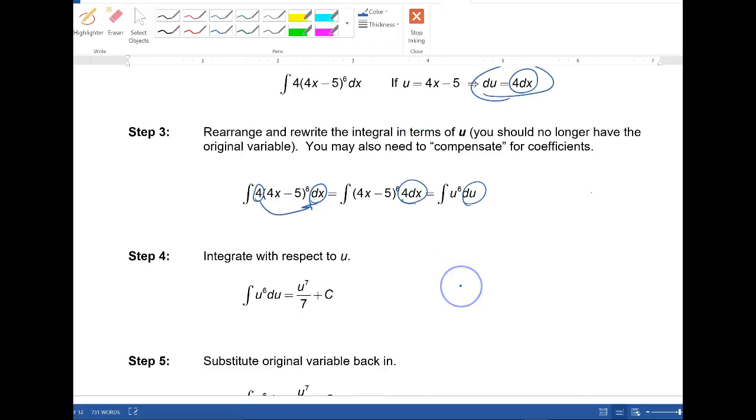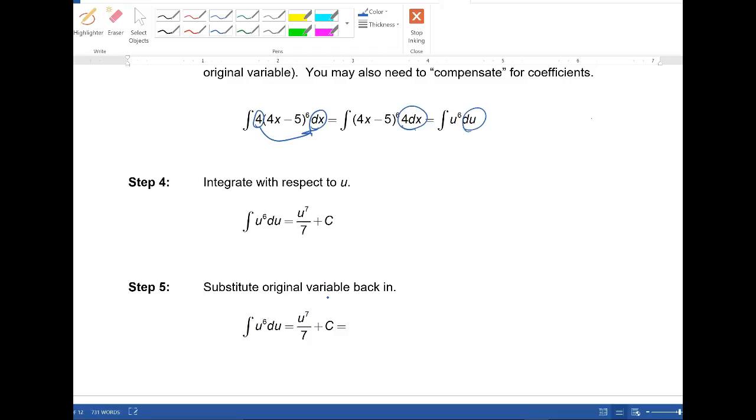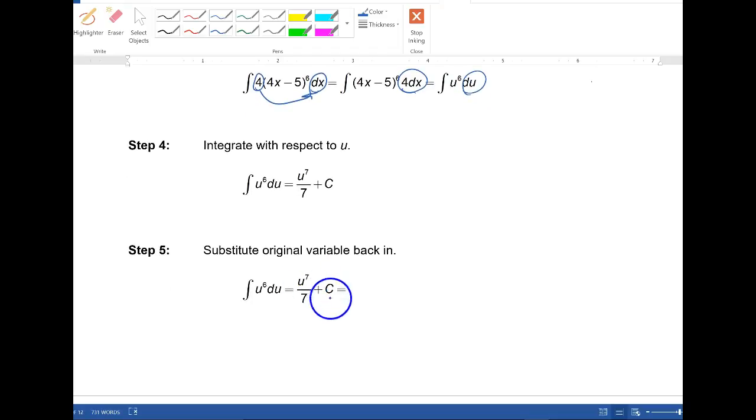Now, what's nice about this is now that we have the same variable in the integrand, right, and as part of our differential, we can integrate this with respect to u. So u to the 6th becomes u to the 7th over 7 plus c. We don't want to leave it with respect to u. We want to substitute the original variable back in. So here, u was equivalent to 4x minus 5, so (4x minus 5) to the 7th over 7 plus c.